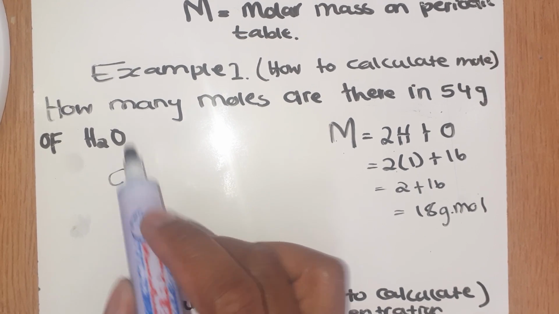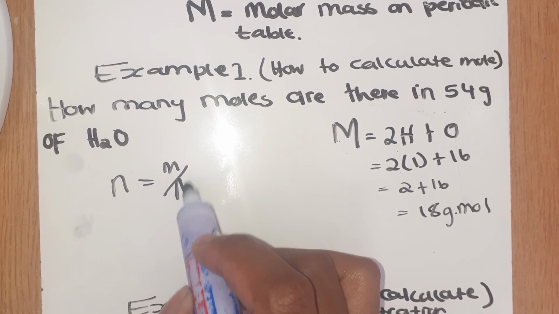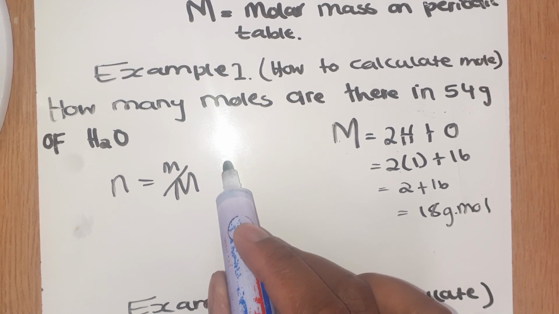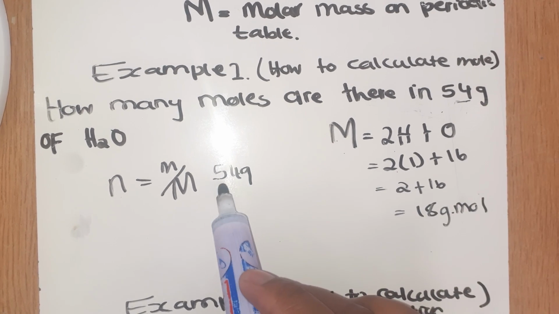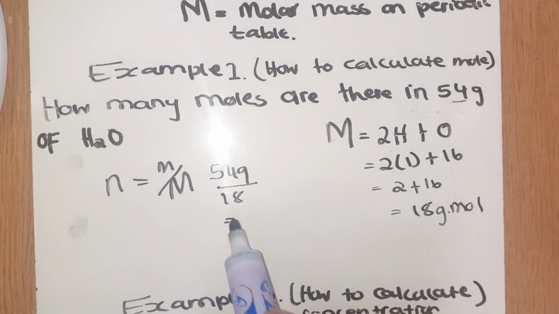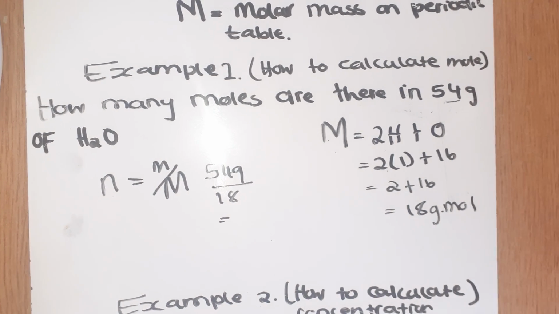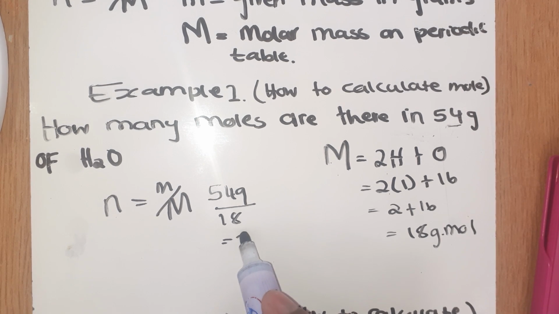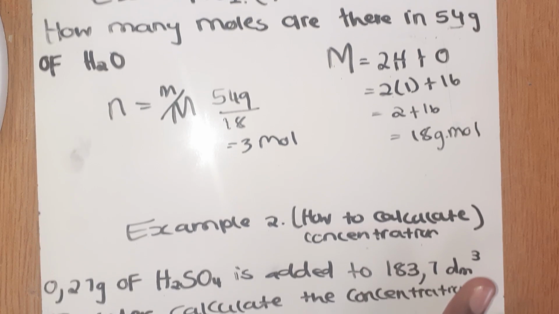And now to calculate the mole, we have small m over big M. Small m is 54 grams, over 18 grams per mole. So when you take 54 divided by 18, you get 3 moles. That's how you calculate the mole.